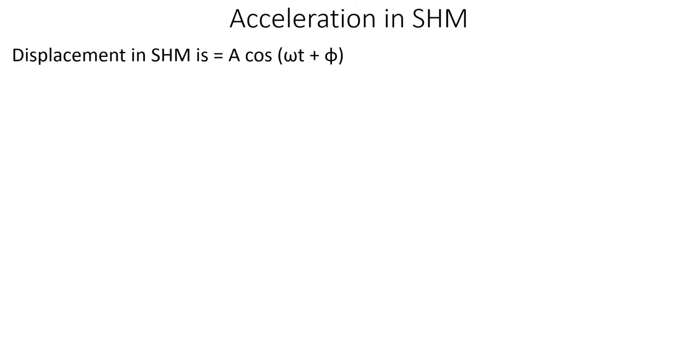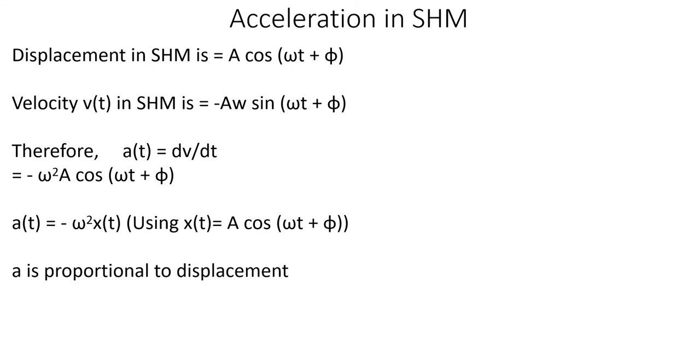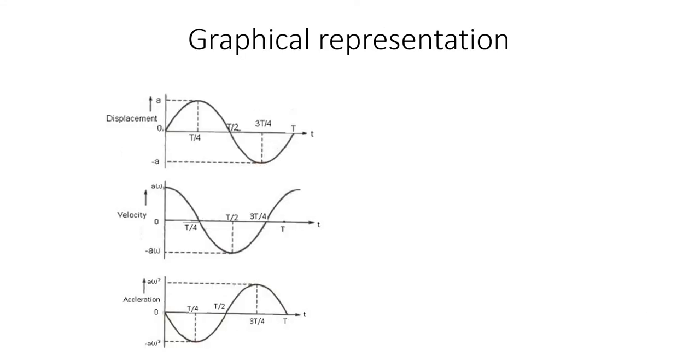We are starting from the expression of displacement itself. Displacement is given by A cos(omega t plus phi). Velocity, if you differentiate it once, you will get minus A omega sin(omega t plus phi). Again, if you differentiate, you will get acceleration. So acceleration is equal to dv by dt. What will you get? Minus omega square A into cos(omega t plus phi), and A cos(omega t plus phi) can be written as x. So we can write acceleration is equal to minus omega square x. So we can say acceleration is proportional to displacement, and it is always directed towards the center, which we already discussed. In circular motion, the center means the mean position of the simple harmonic motion.